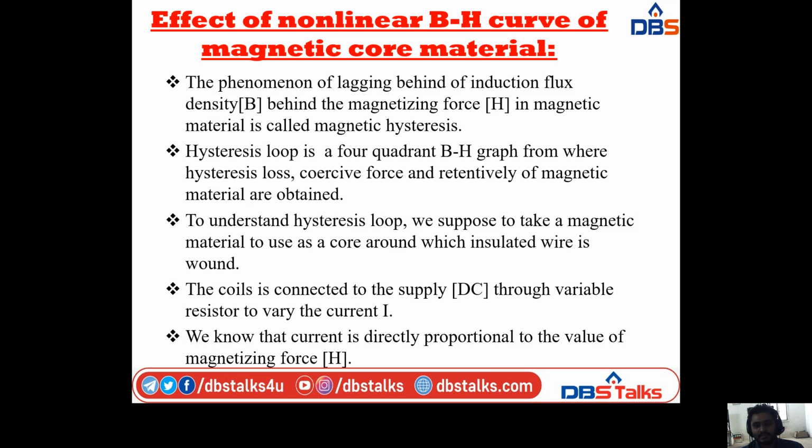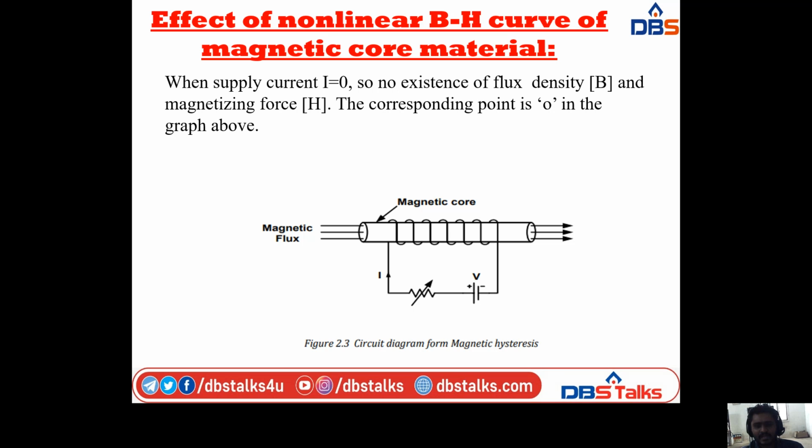To understand this hysteresis loop, we take a magnetic material to use as a core around which insulated wire is wound. I will show the diagram, after that you will understand. Here is a circuit diagram to form the magnetic hysteresis. We have a core wound with a wire, and it consists of a variable resistor, a voltage source V, and the magnetic flux, that is this one.